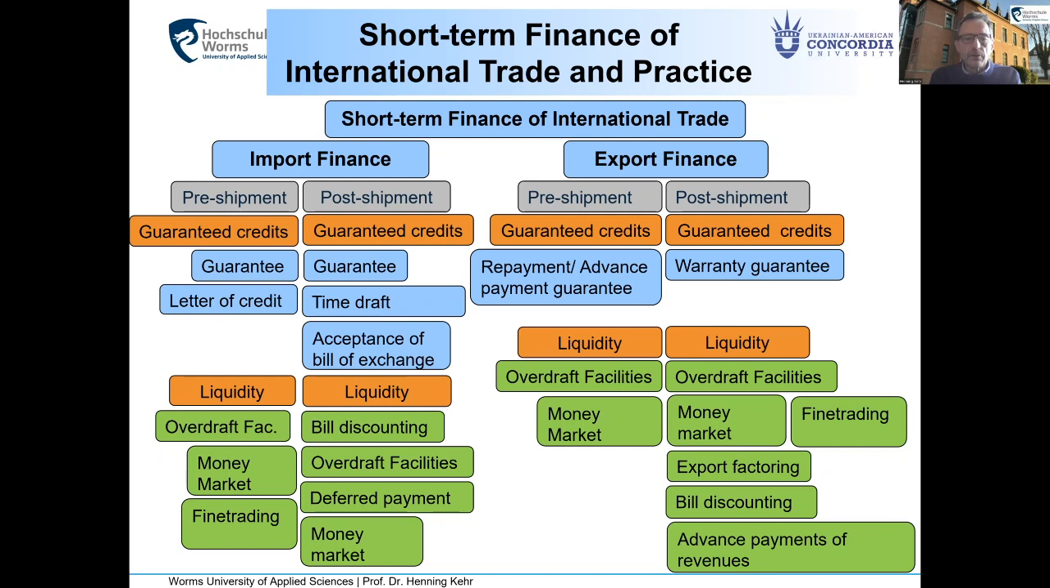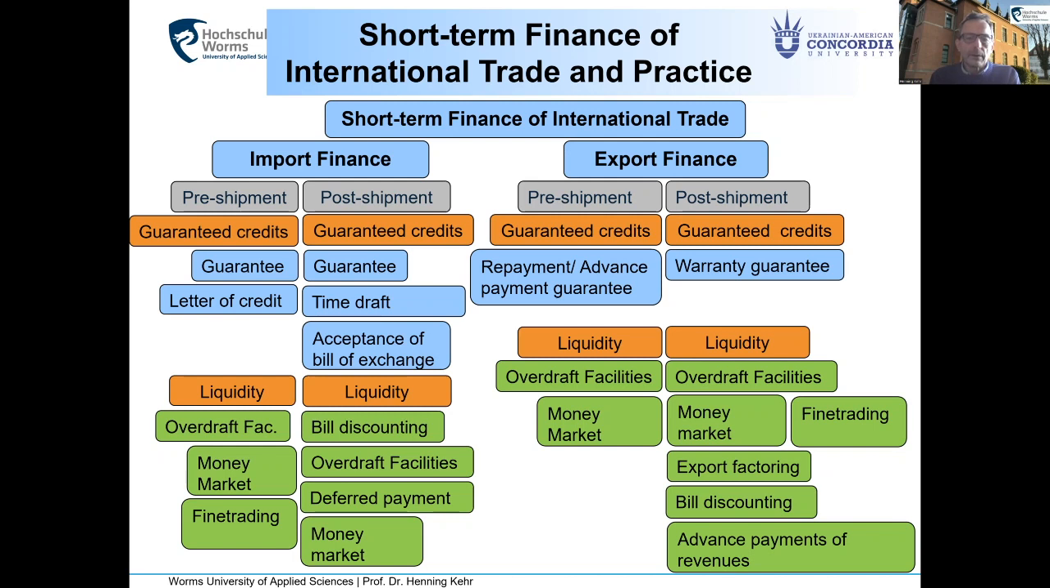And the instruments are divided in two groups. You see that by the orange headlines. So we have guaranteed credits or liquidity. And that's also the same for import and export financing. And then you can use, for example, a guarantee for financing import before or after shipment. You can use the same tool, some special guarantees, also in export financing.